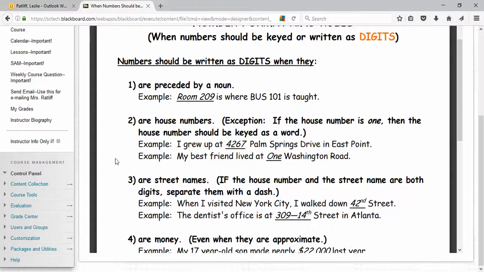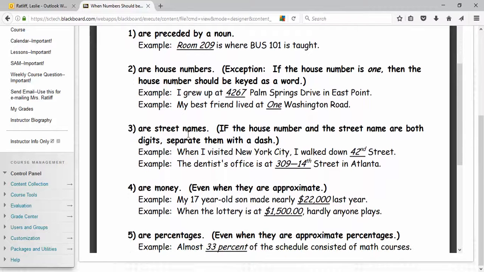Numbers should be written as digits when they are street names. And then in parentheses it says if the house number and the street name are both digits, separate them with a dash. So the dentist office is 309 14th Street in Atlanta. The house number and the street name, they're numbers right next to each other. Separate them with a dash.